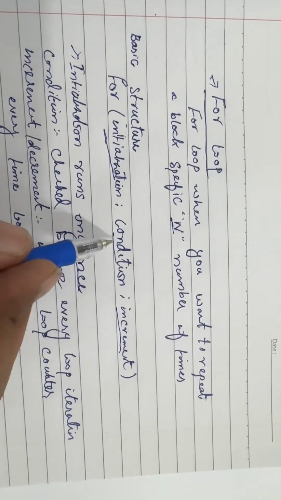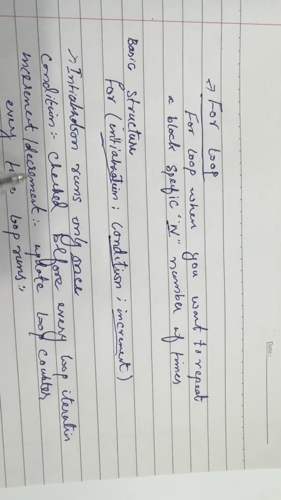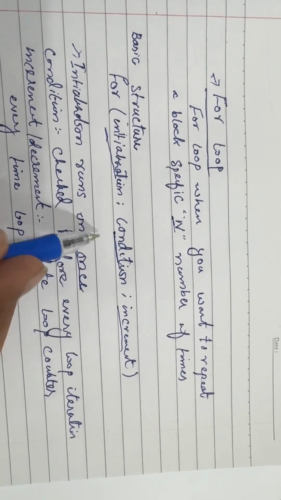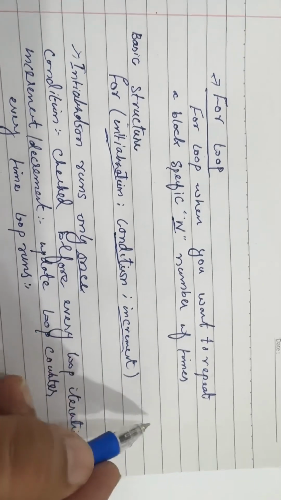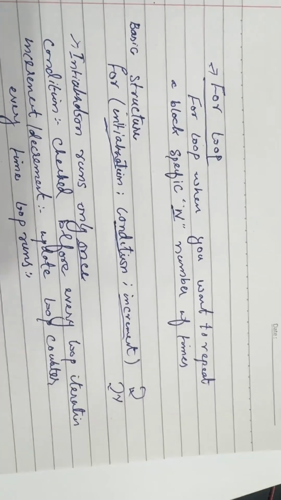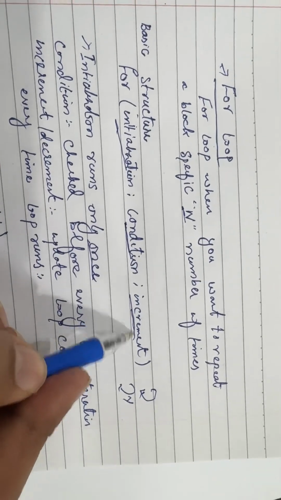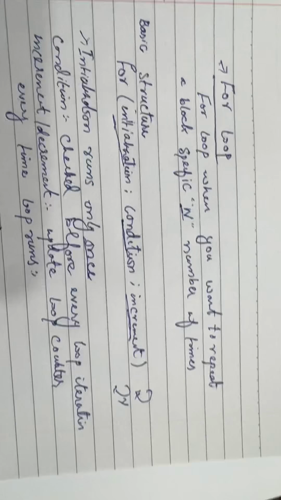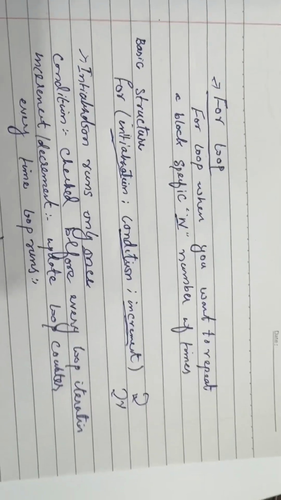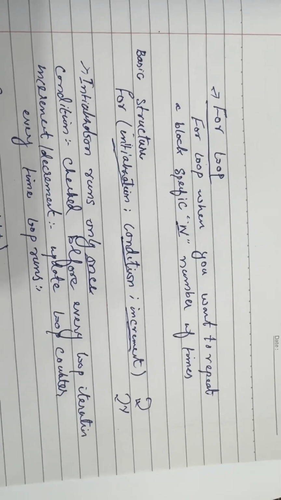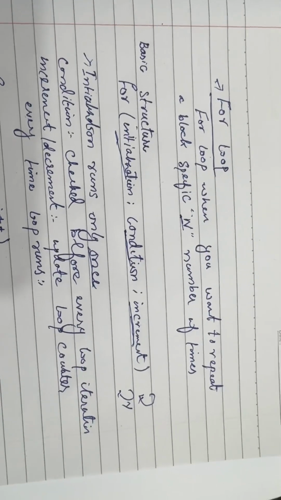Then there is a condition that is checked before each iteration. If it matches, then the iteration will execute. If it doesn't match, then it won't execute. And then there is increment or decrement. Normally we use increment when we run the loop in increasing order, and decrement when we are running a loop in reverse order. So this is the basic structure of the for loop.